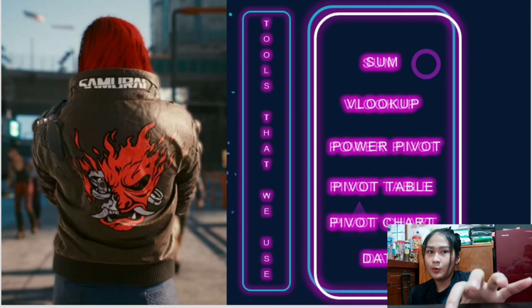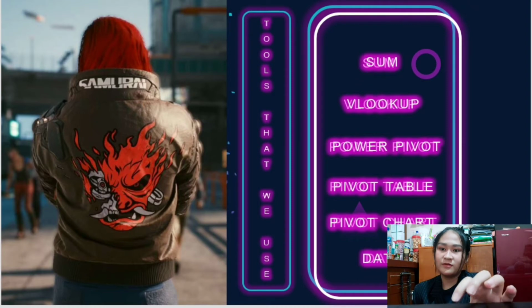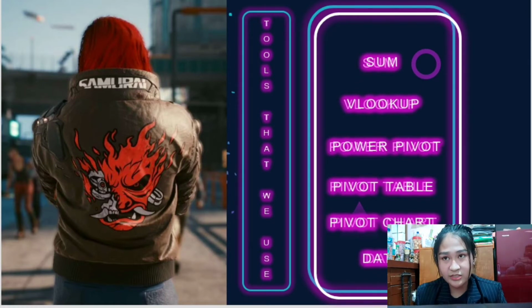Third is what tools we use. First of all, the tools that we use is SUM. SUM is the function that adds all the numbers in a range and returns the result. The second, we have VLOOKUP. VLOOKUP is a built-in function in Excel that is categorized as a lookup or reference function.